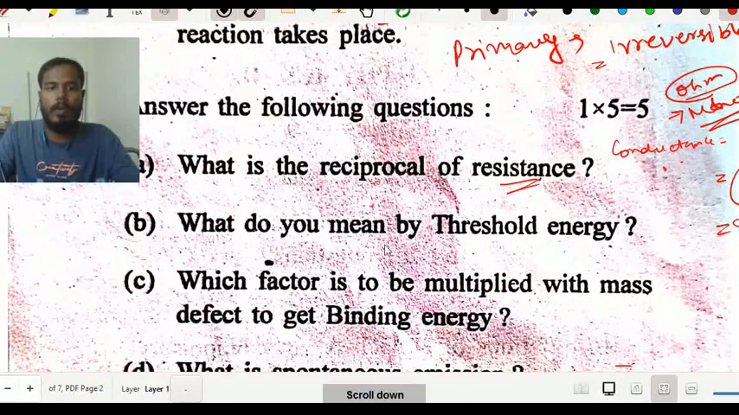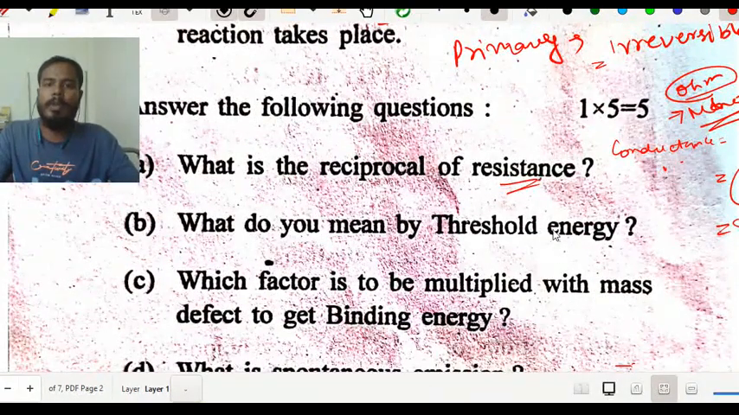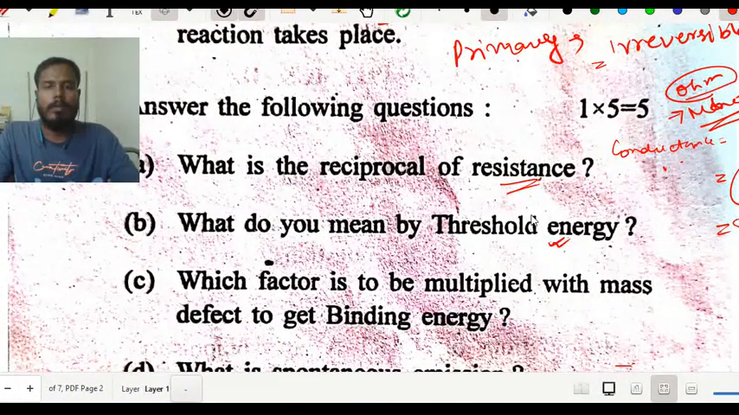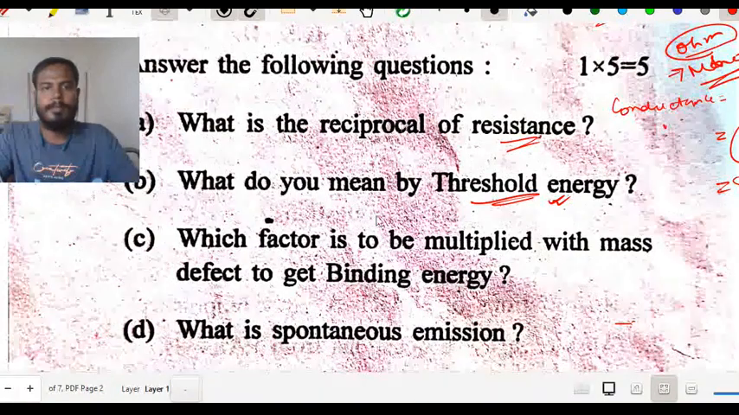The next question: what do we mean by threshold energy? In particle physics, the threshold energy for the production of a particle is the minimum amount of kinetic energy required for a pair of traveling particles for an effective collision. The threshold energy should be greater than or equal to the rest energy of the desired particle.